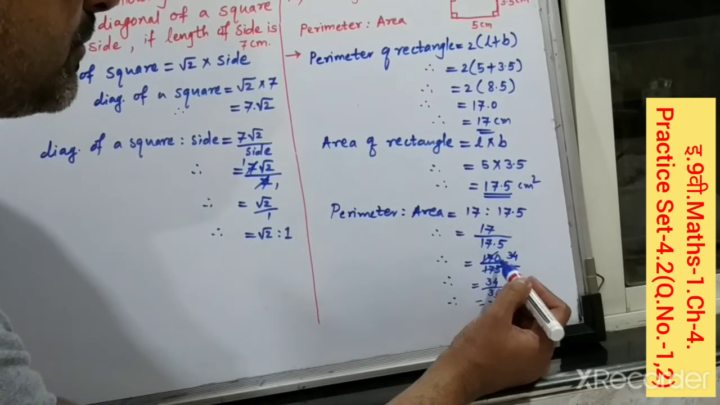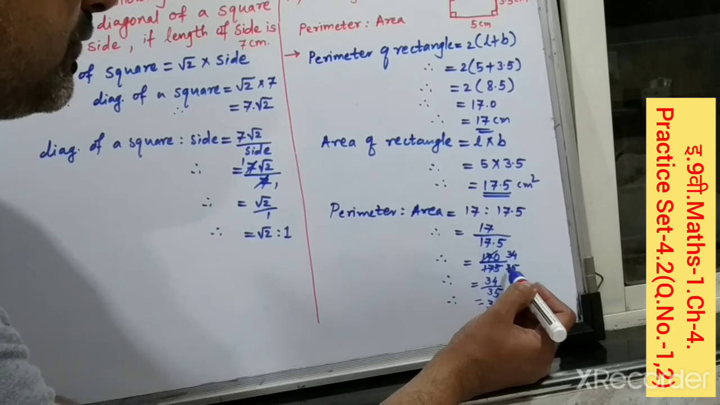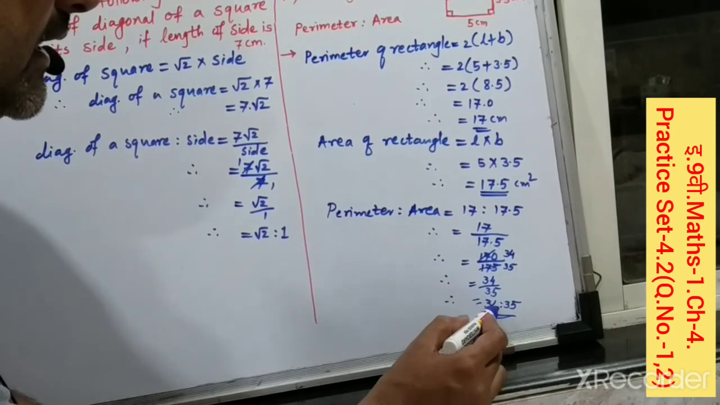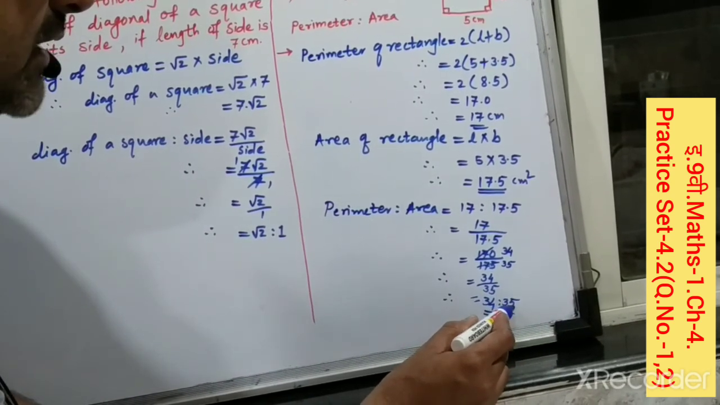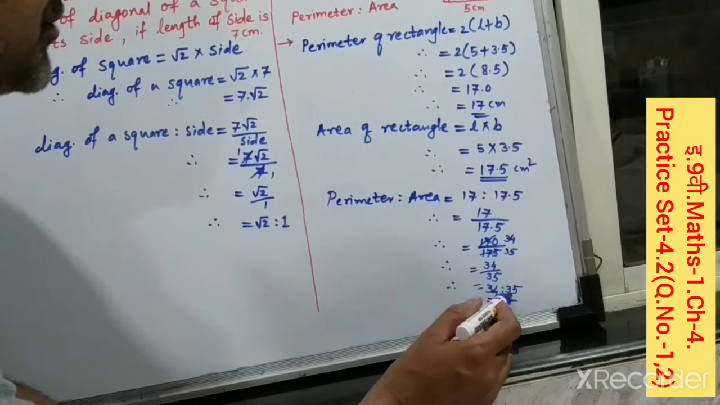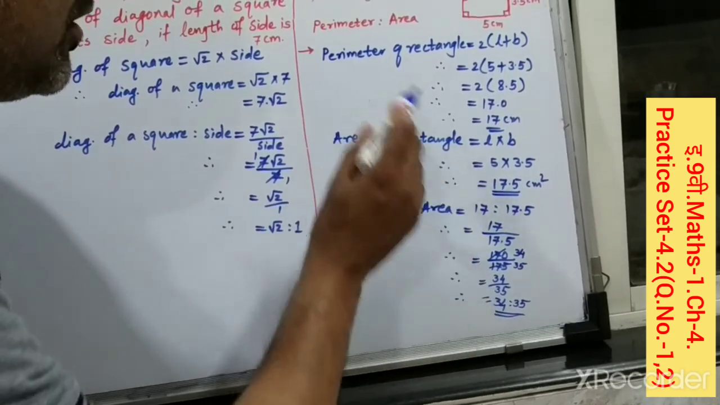So dividing these two numbers by 5, we get 34 upon 35. So final answer is 34 to 35. So this is the ratio of perimeter to area of this rectangle.